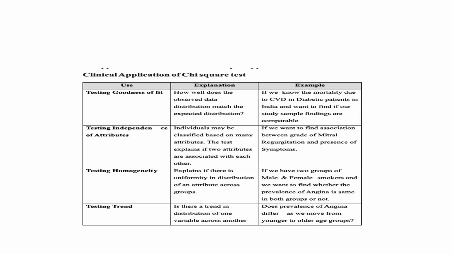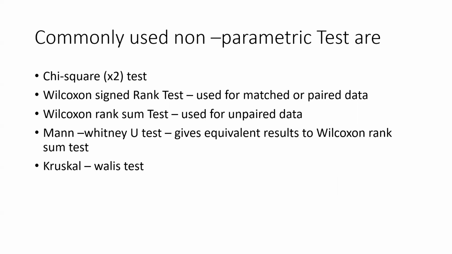The clinical applications of the chi-square test are testing goodness of fit, testing independence of attributes, testing homogeneity, and testing the trend. Commonly used non-parametric tests are chi-square, Wilcoxon signed rank test, Wilcoxon rank sum test, Mann-Whitney U-test, and Kruskal-Wallis test.